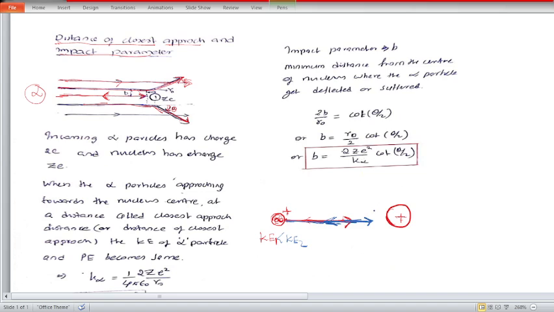Okay, so with a given kinetic energy, how close the alpha particle can go to the nucleus, or we can say the minimum distance between the alpha particle and the nucleus with a given kinetic energy in the head-on collision, that distance we call the distance of closest approach, okay, with a given kinetic energy. So if you consider the center of the nucleus here, and from that center, for a given kinetic energy, what will be the minimum distance between the alpha particle and the nucleus? This is called the distance of closest approach. We call it R0. Okay, R0, where R0 is the distance of closest approach.